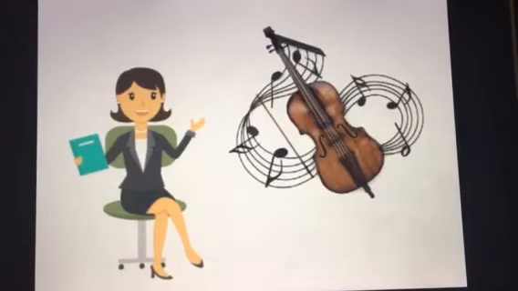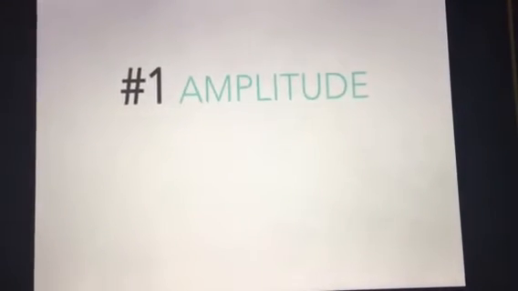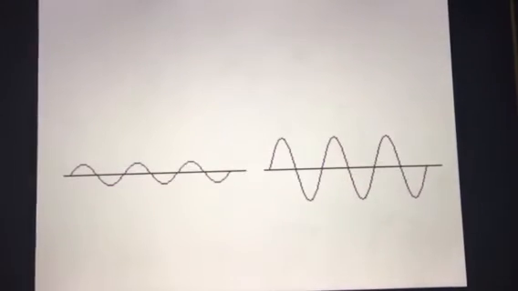Now that we know how sound is generated on the violin, let's learn how different musical sounds are made. Different musical sounds are affected by amplitude and frequency. Amplitude directly affects the loudness of a sound.